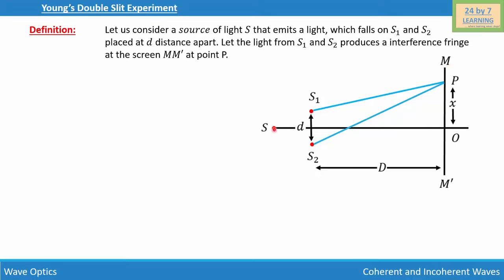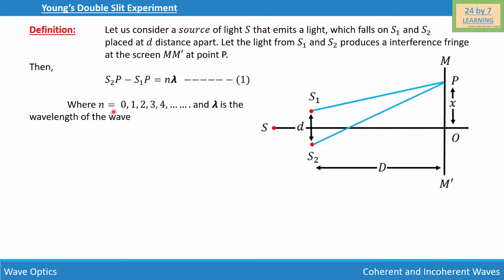Now let's connect the point S with point O, so this will be my x-axis, and let the point P be x distance from point O, and the distance between S1 and S2 is d. Now the distance of S1 and S2 from the screen MM' is capital D. Then S2P minus S1P is equal to n lambda. Let this be our equation number 1, where n is equal to 0, 1, 2, 3, 4, and so on, and lambda is the wavelength of the wave.